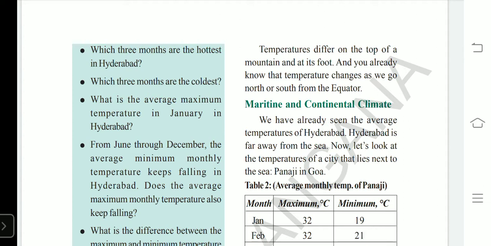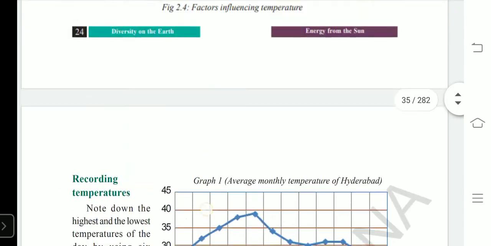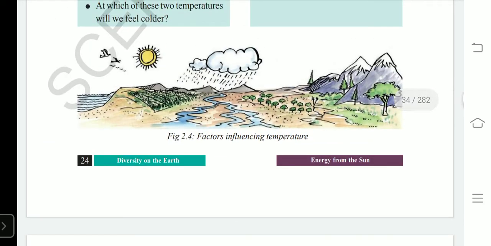Using the graph shown here, in the page number, figure 2.4 is there, right? 2.4 is a figure showing the factors influencing the temperature. Here it is. So let us see what are those factors which influence the temperature.